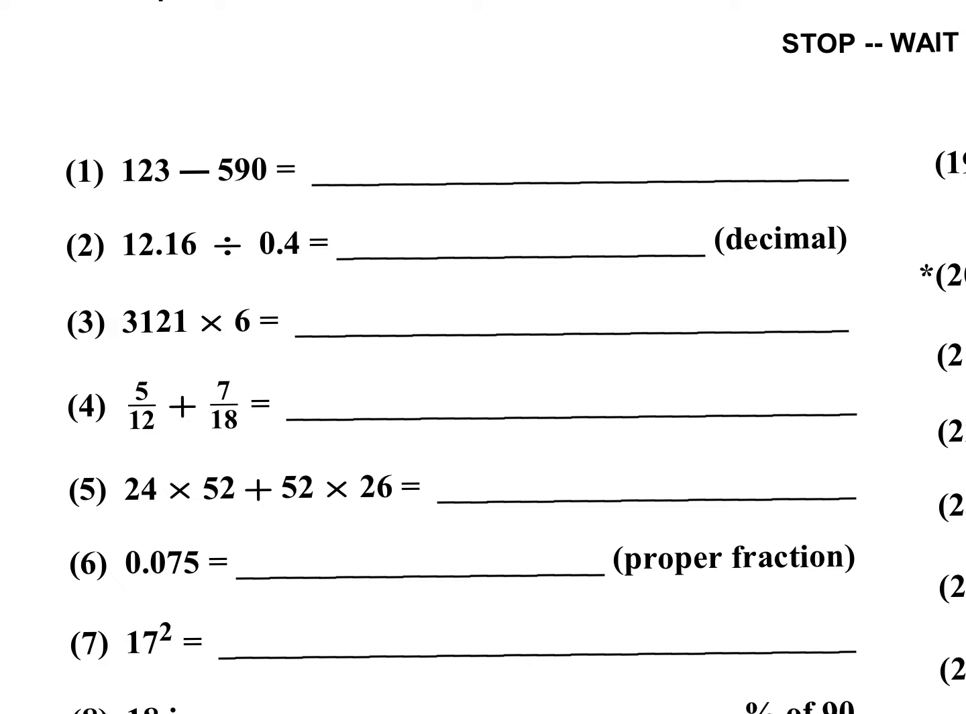Number 1, 123 minus 590. This is going to be a negative answer. And then you subtract 10. That's going to be 7. And then 8 is going to be 6. And you're going to have a 4. So that's negative 467.